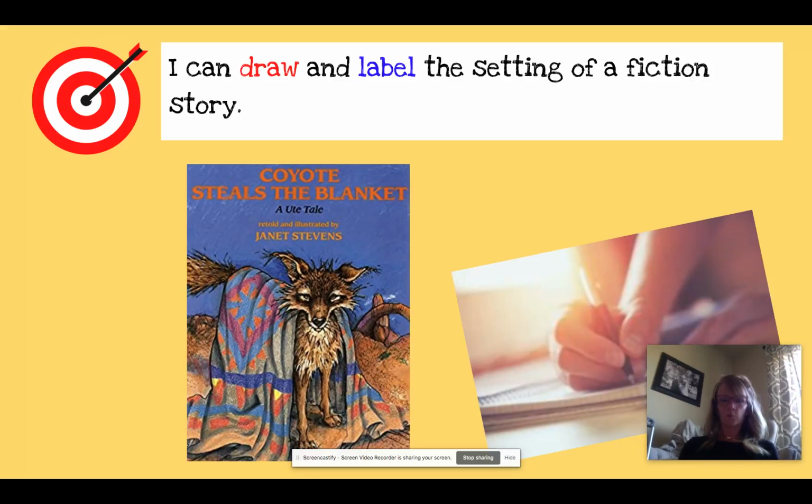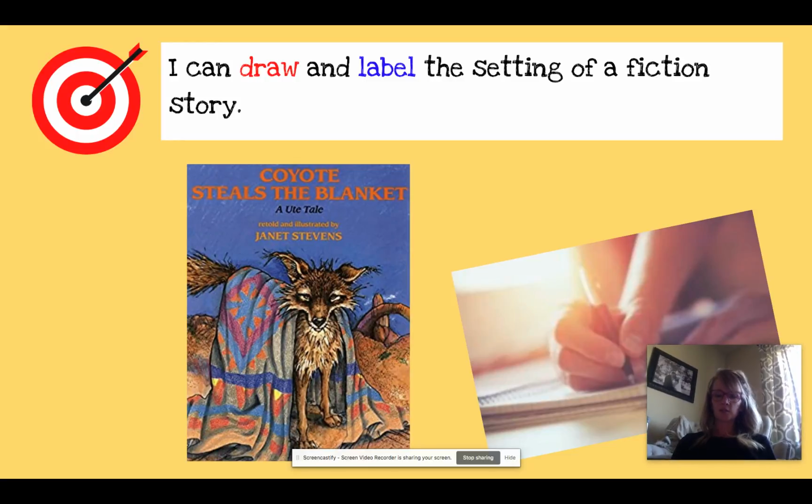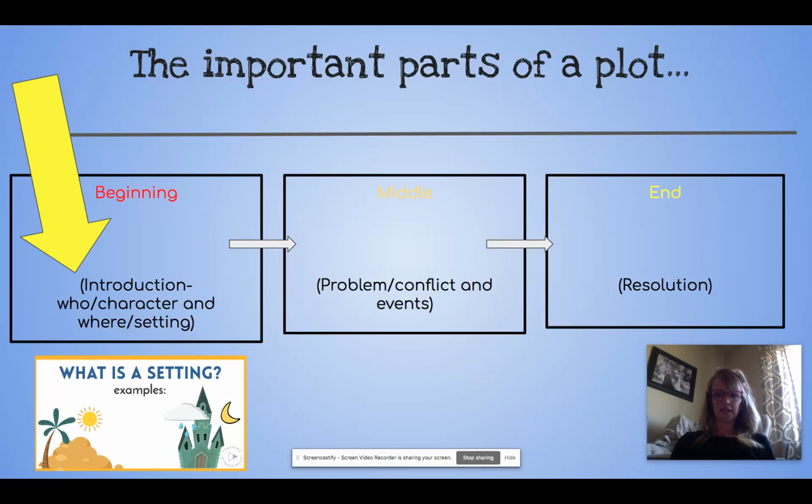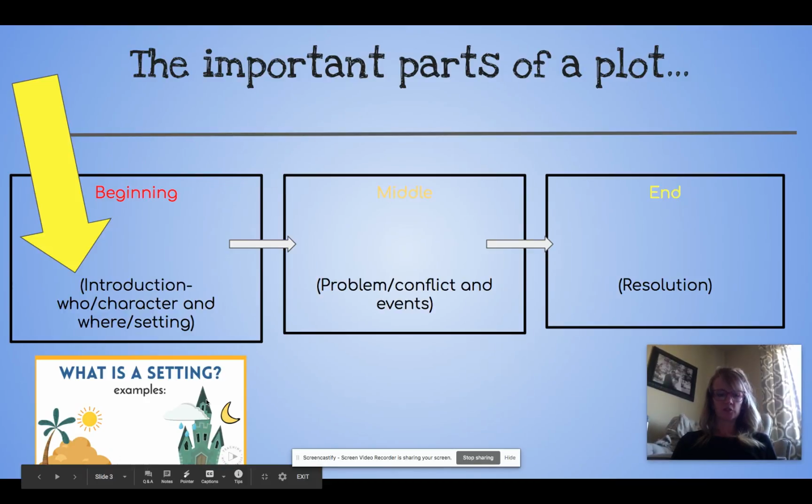So we're going to work on labeling and drawing the setting of a fiction story. The setting is an important part of the plot. We learned that plot is what makes up each important part of a fiction text. So today we're going to zoom in on the setting of a text. The setting we often learn right away when we start reading a fiction text is the beginning. In the beginning of the text, we are often introduced to the character and the setting.